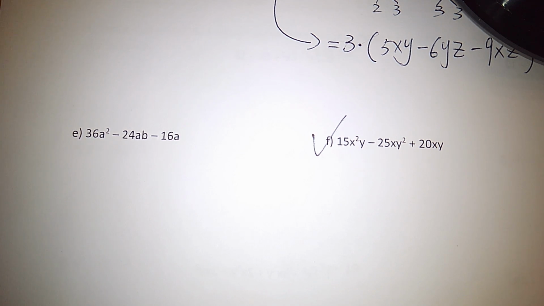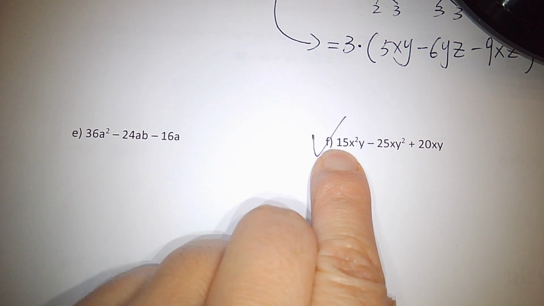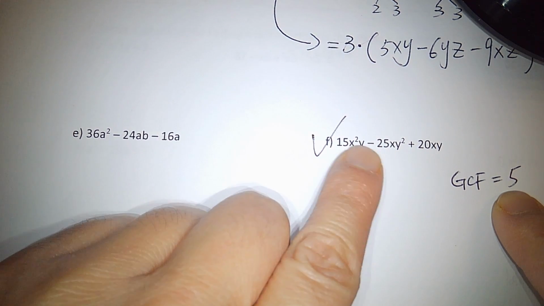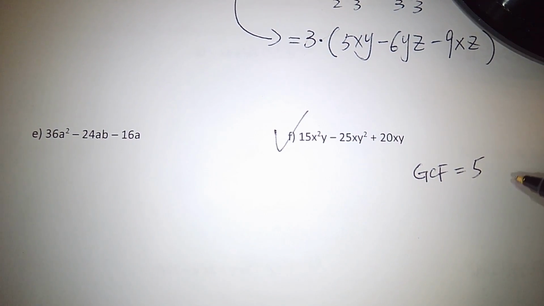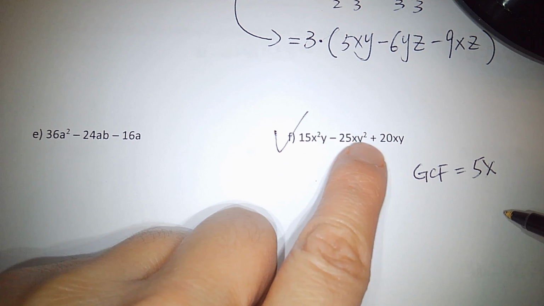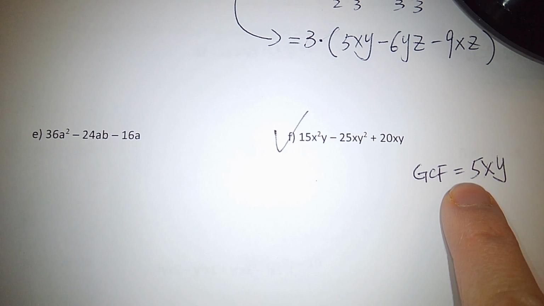Find the GCF first. The GCF is 5 for the 3 numbers. And then for x and y, can we put an x in our GCF? Yes. X squared, x and x, so we should put just x. Y squared, y, we put what? Y. So the GCF is 5 times x times y.